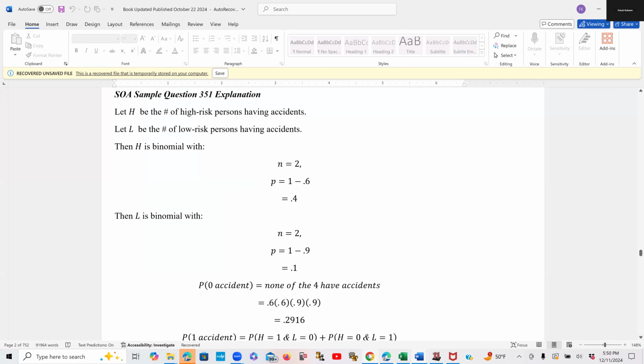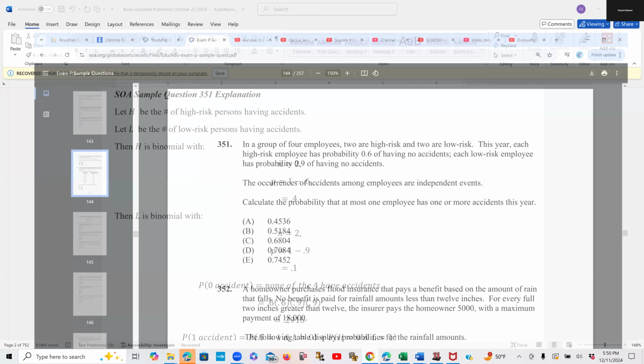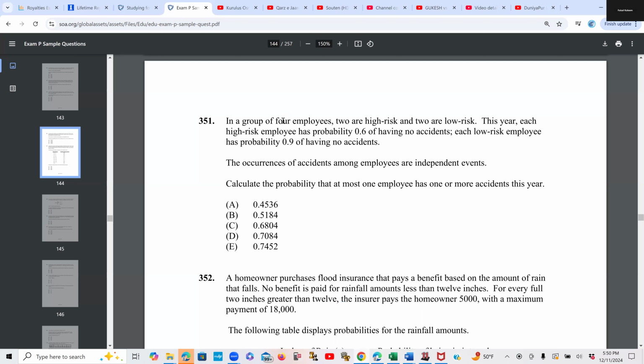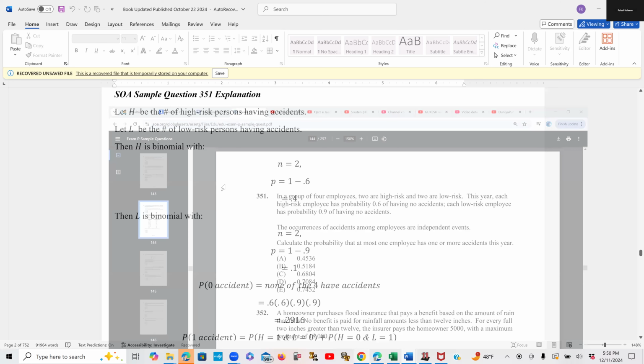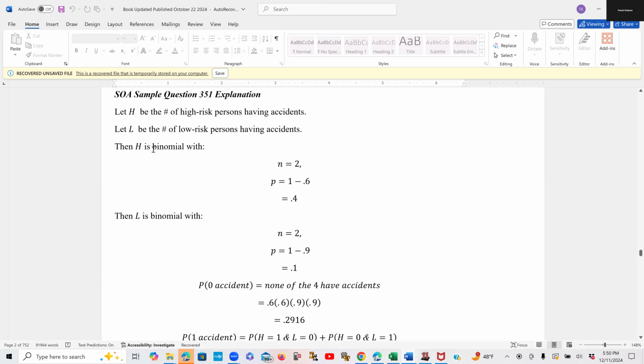So let H be the number of high risk persons having accidents, and L be the number of low risk persons having accidents. Then H is binomial, but N is 2 because there are a total of 2 people who are high risk. See, in a group of 4, 2 are high risk and 2 are low risk. So number of high risks are 2. So for H, N will be 2, and p is the probability of accidents.